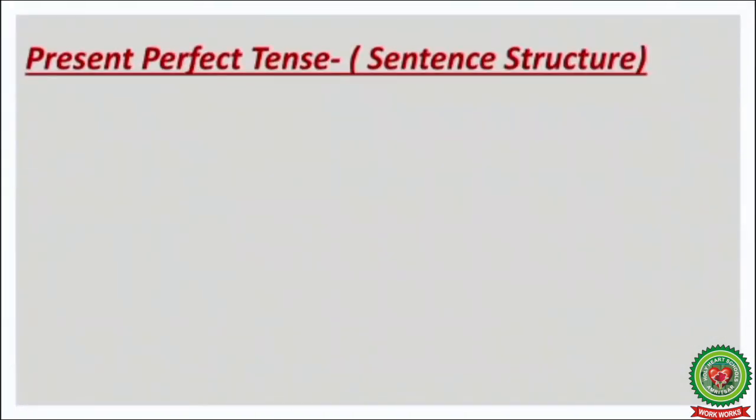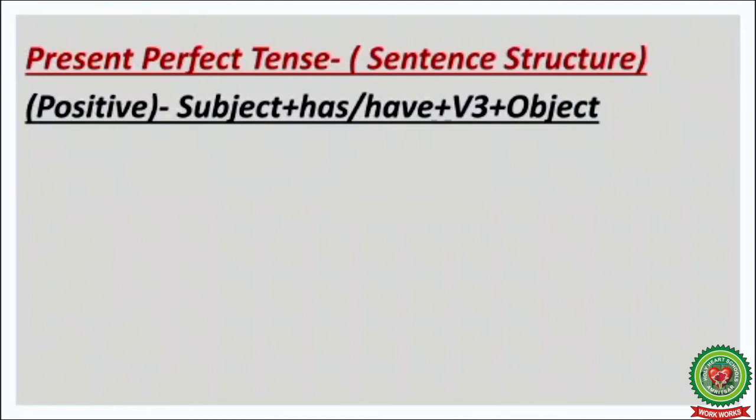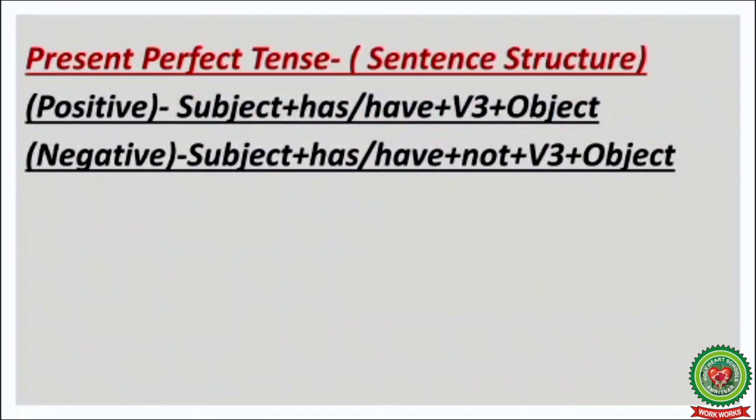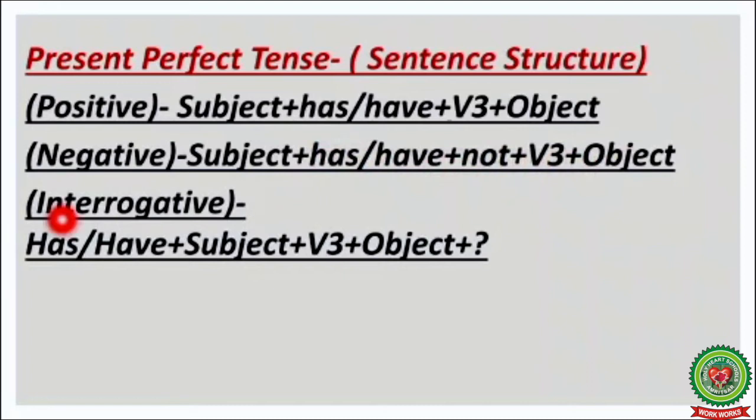Move on to the present perfect tense. Let's quickly revise the sentence structure. In the positive sentence, the structure is subject plus has or have plus past participle form of the verb plus object. In negative sentence, the structure goes like subject plus has or have plus not plus past participle form of the verb plus object. In interrogative sentence, has or have plus subject plus past participle form of the verb plus object followed by the question mark.